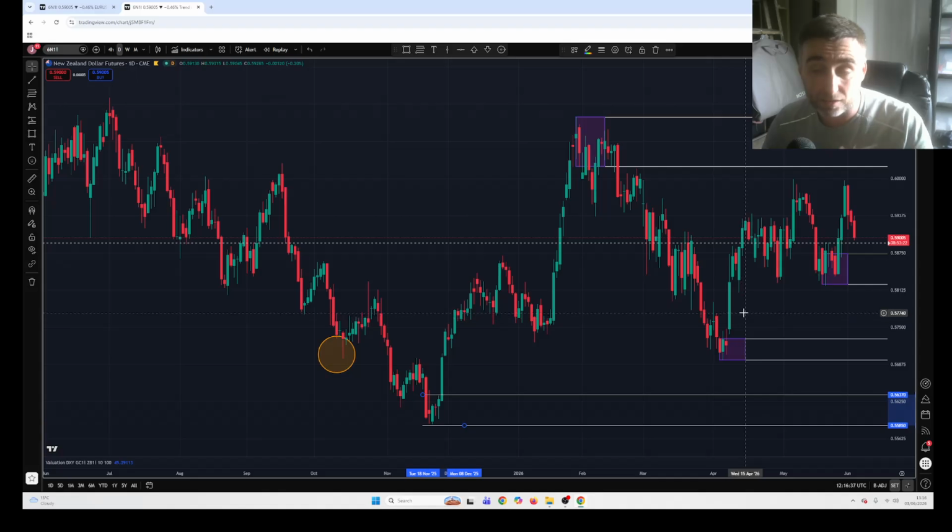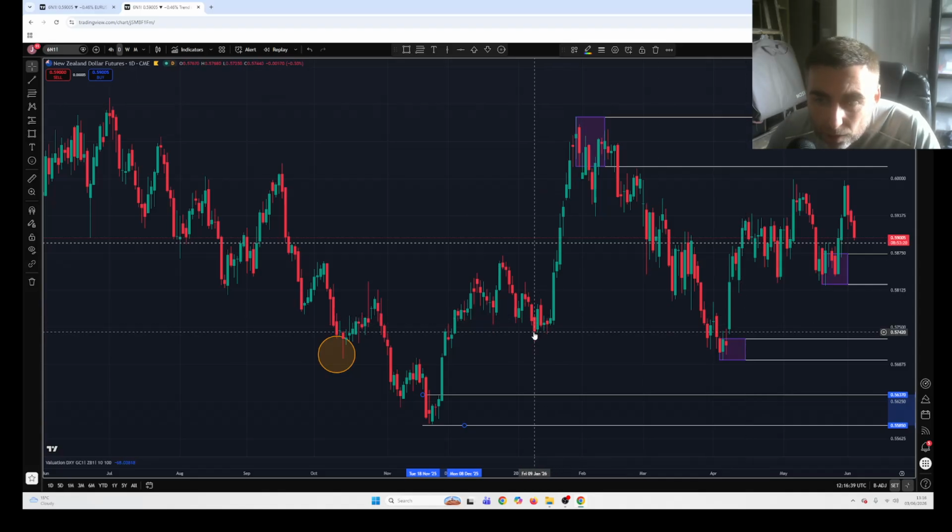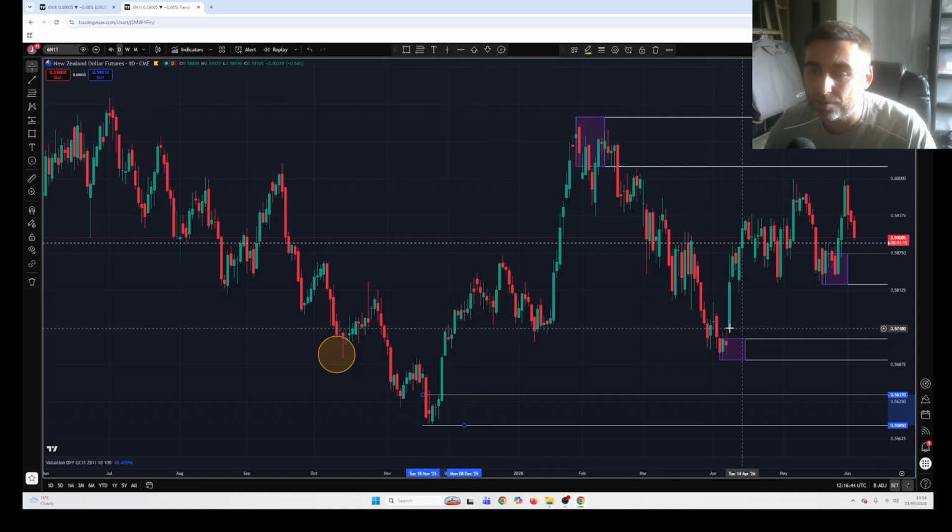So anyway, I've got my eye on 2 zones. I'm not sure whether I'll count that here. But anyway, I did have my eye on this. You know, the price falls in, drops, forms a base, and then we have the nice rally upwards.